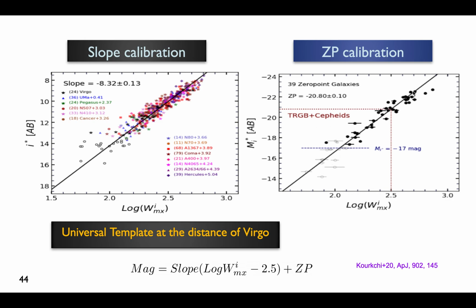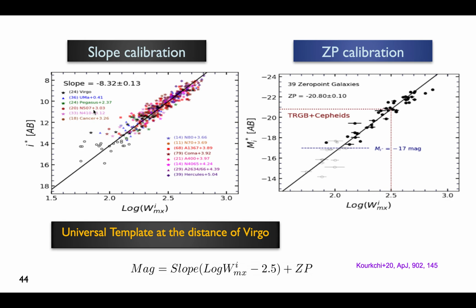Then we use that slope to get the 0 point, and basically we ground the relationship. Once we have the 0 point and a slope, our relationship has been totally calibrated and we are good to go. We can use that relationship to measure distances.